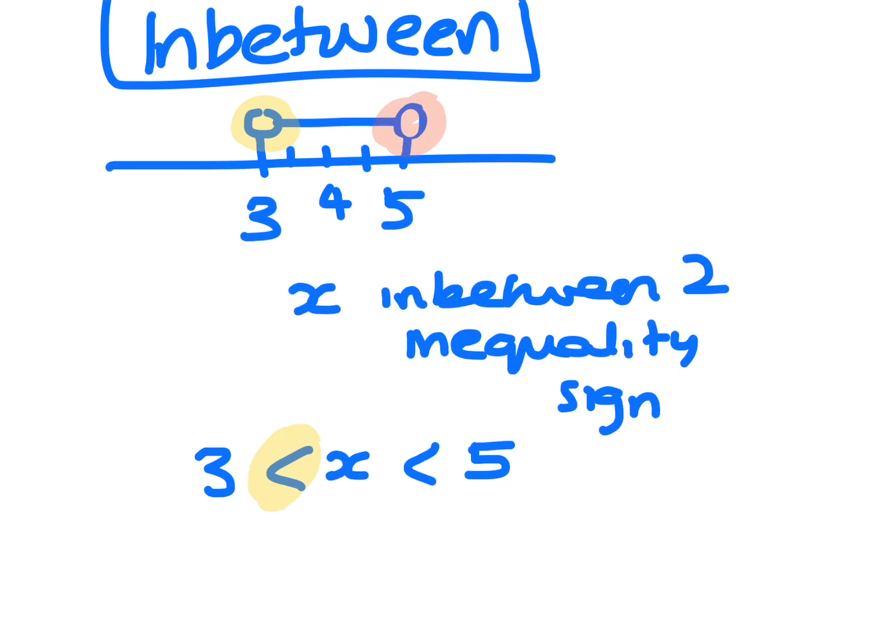And this one for 5 is an open circle. That's why there's no equal sign there. The line is in between. See how the x is in between the two numbers? Okay, so have a think of another one.